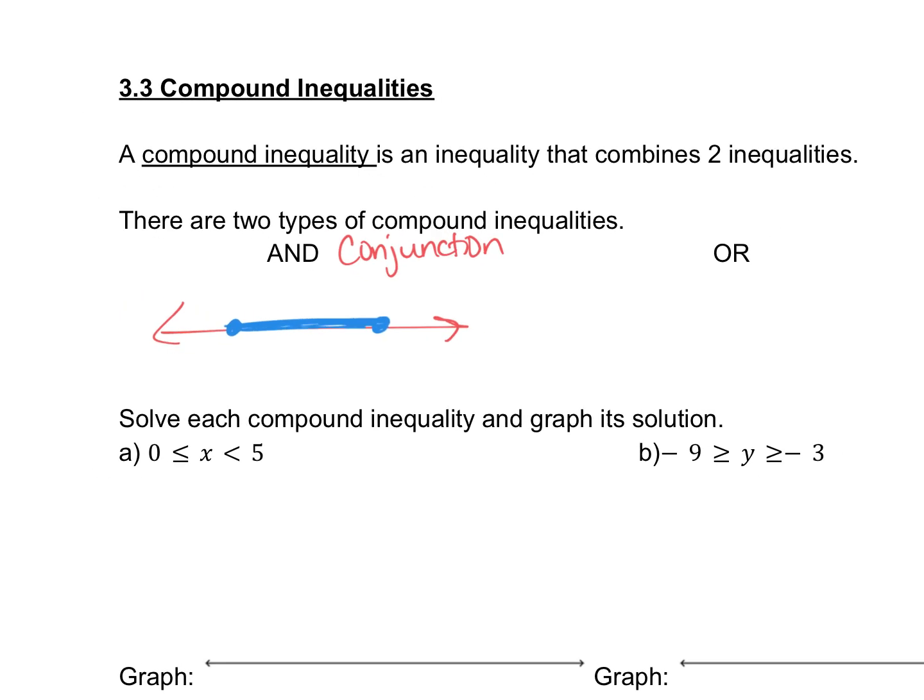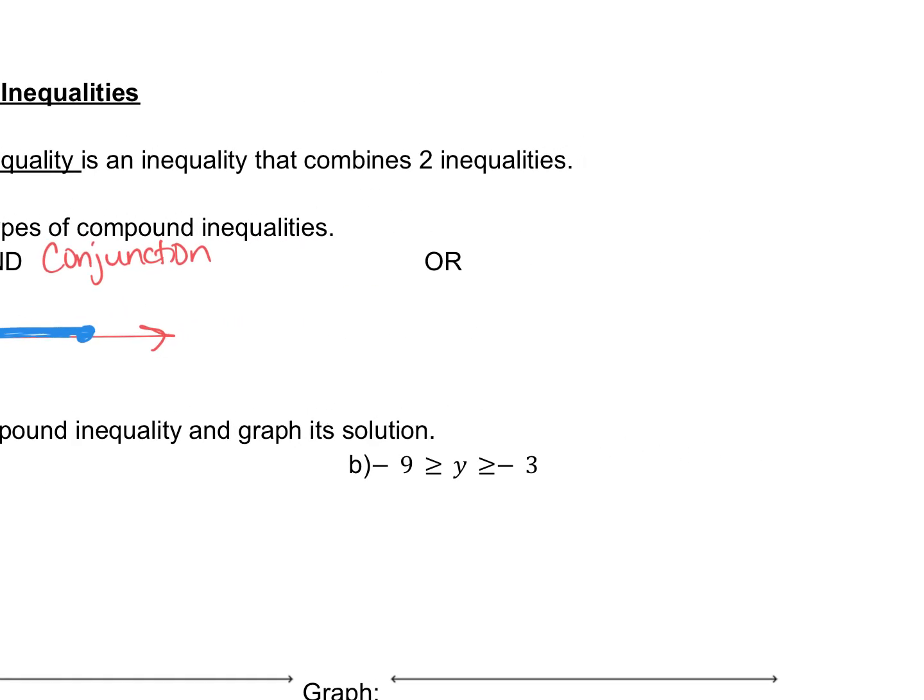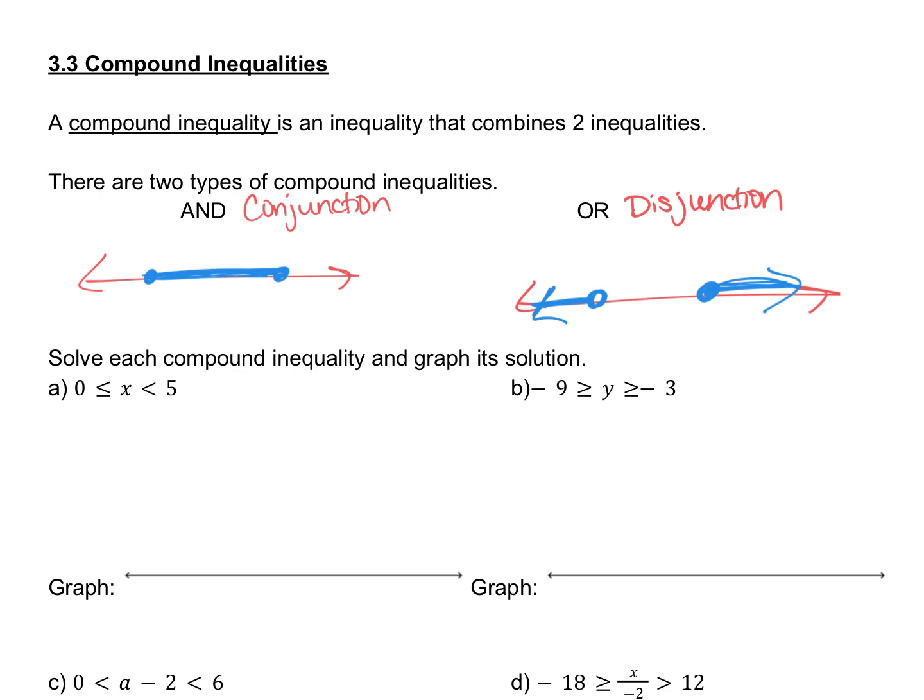And then the second type is the OR problems, and the technical term is a disjunction, which is not as important as knowing it's an OR. An OR problem will look something like this, where there are two points and then they're going off in opposite directions. So the AND problems come together. Whenever you solve a problem that has an AND in it, they come together and they look like this. And the OR problems always go off in different directions.